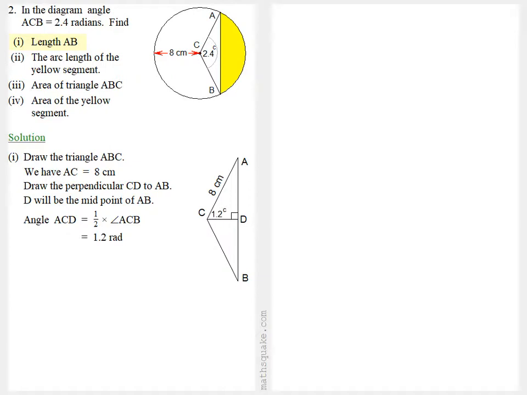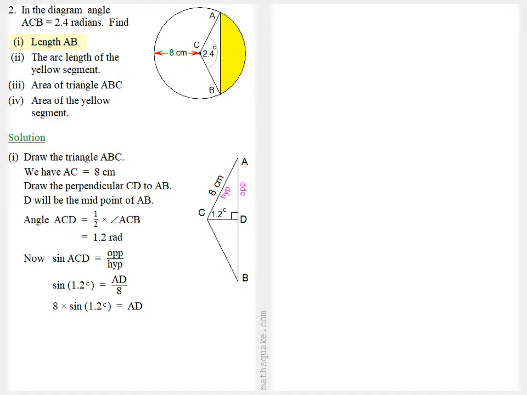Now, in the triangle ACD, we've got the side AD is the opposite, and the side AC is the hypotenuse. Now we've got the sine of ACD is the opposite over the hypotenuse. So since we're working in radians, the sine of 1.2 radians is equal to AD over 8. In other words, 8 times sine of 1.2 radians is equal to AD.